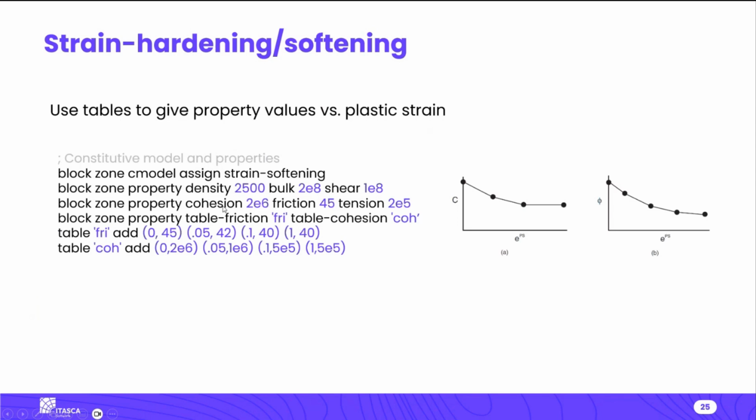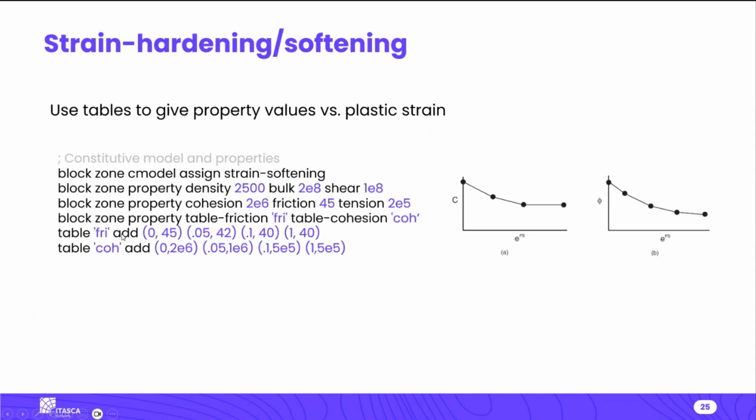So you give the peak level of cohesion and friction and tension, as I'm showing here with commands. You create tables. So these bottom two lines are creating a table with X, Y points in it, right? X is the plastic strain, and Y is whatever the value is, friction or cohesion. So let's look at the friction one. At 0 plastic strain, when it just starts to fail, the friction is 45 degrees. A little bit after that, at 0.05 plastic strain, the friction is 42 degrees. At 0.1, the friction is 40. And then at 1, which is essentially infinity, it's still 40. So you've got a flat line at the end here.